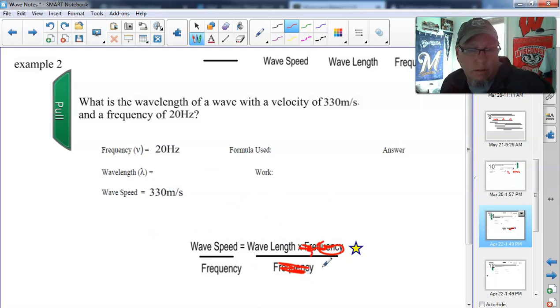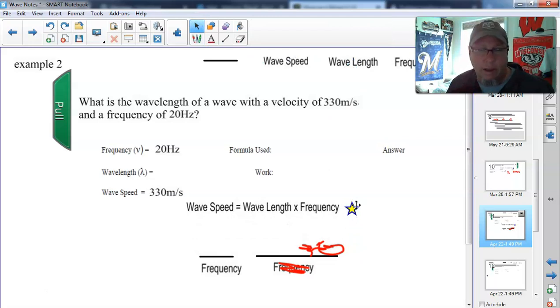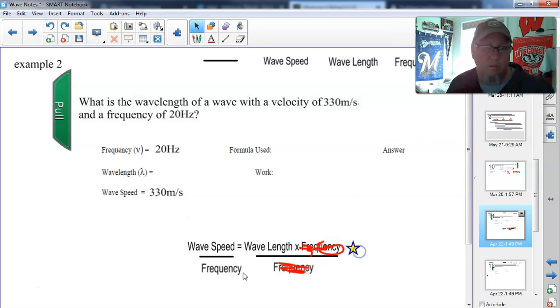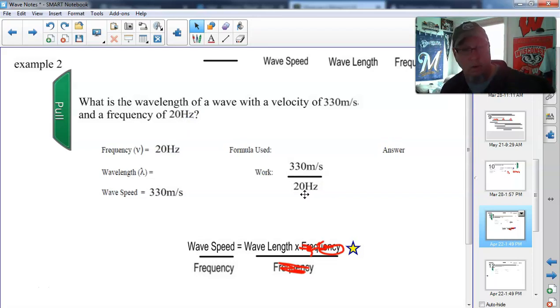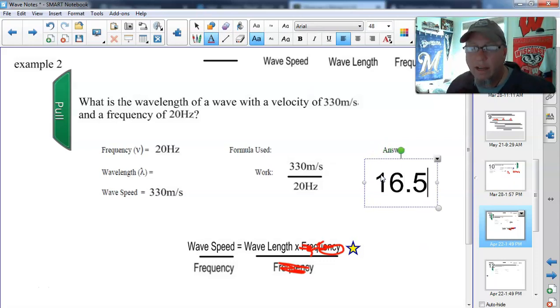This is another useful formula. Kind of the second one that you might want to write down for this. We had this, right? That's what we used in the last problem, but now I just developed kind of a second formula that you might want to use. So the wave speed divided by the frequency. So I'm going to have to take 330 divided by 20. Let me do that quick with my handy dandy calculator. 330 divided by 20 is 16.5. So I'm just going to put that right over here, 16.5.